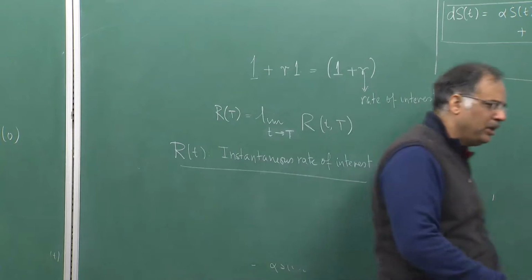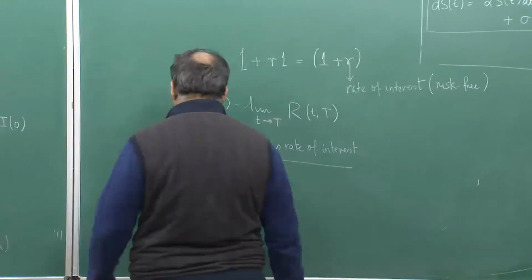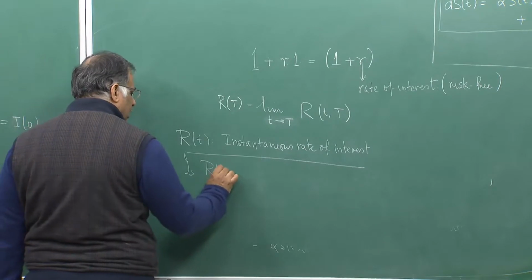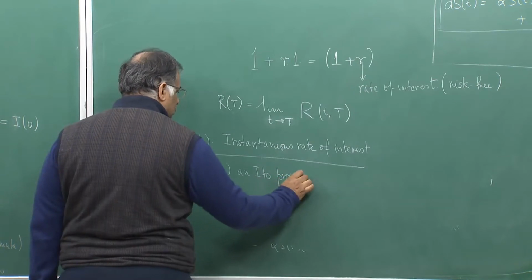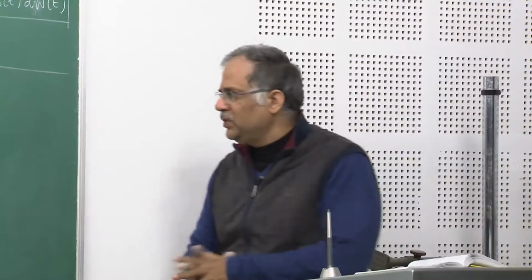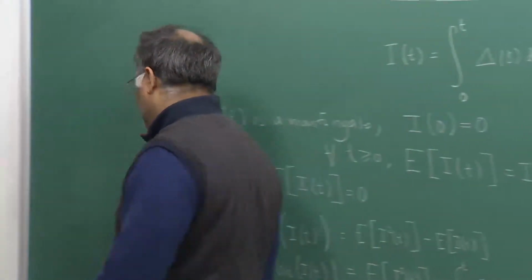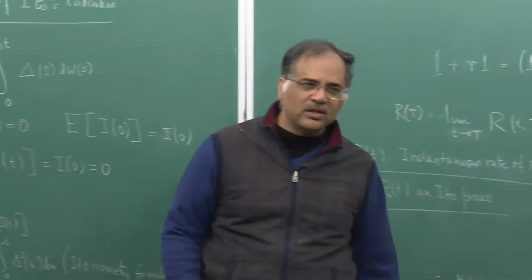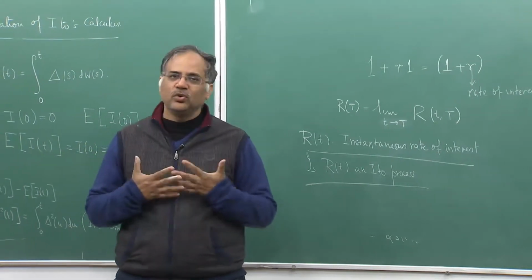Our next question would be, can this r_t, this instantaneous rate of interest, which is essentially a stochastic process, be an Ito process? Is r_t an Ito process? With this we end our first lecture of the last week, and in the next class we are going to answer whether r_t is an Ito process or not, what sort of models have been there for r_t, and how Ito calculus helps us to understand those models.